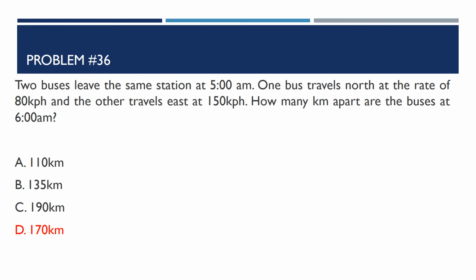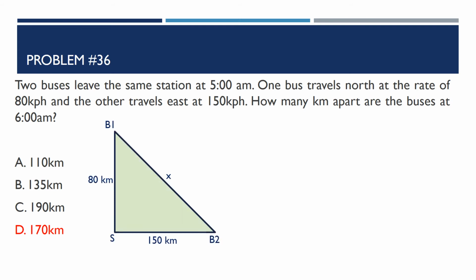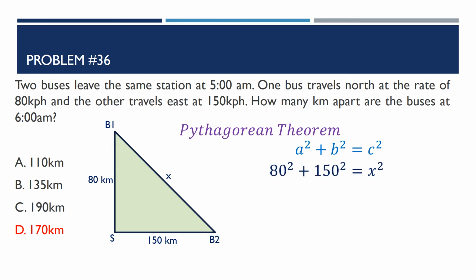Since the problem is a right triangle and it only involves the sides of this right triangle, we will use the Pythagorean theorem, where this theorem states that the sum of the squares of the lengths of the legs is equal to the square of the hypotenuse, which is the c. So 80 squared plus 150 squared is equal to the hypotenuse squared, or x squared.